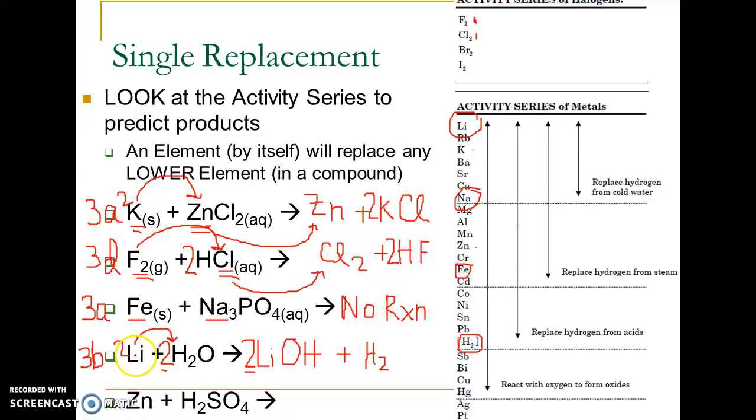So I have 2 lithiums, 4 hydrogens, and 2 plus 2 hydrogens is 4. 2 oxygens and 2 oxygens, so I am balanced. I'm going to do this last one down here at the bottom for you.